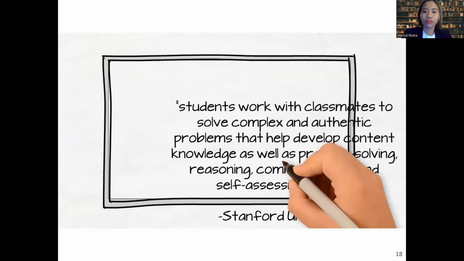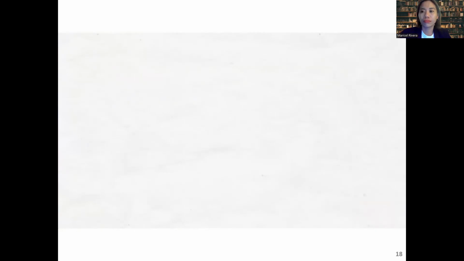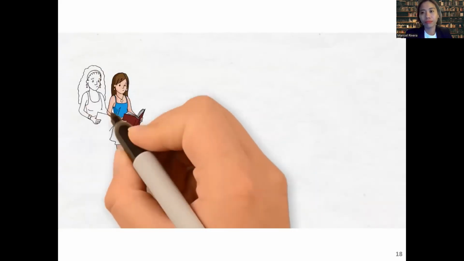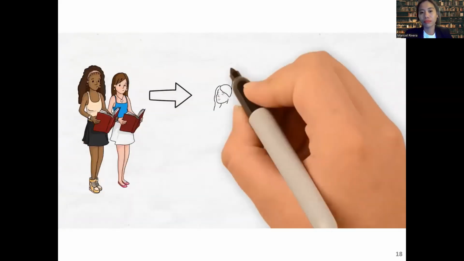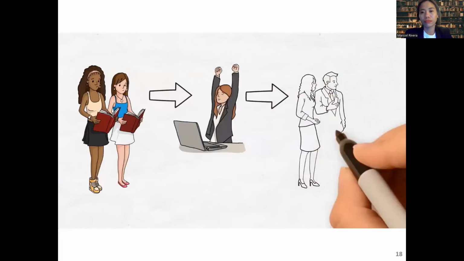According to Stanford University, problem-based learning is a teaching strategy where students work with classmates to solve complex and authentic problems that help develop content knowledge as well as problem-solving, reasoning, communication, and self-assessment skills. With this technique, students learn that the skills they are learning are necessary for their fields of study and later in life, which helps boost their interest in what they are being taught.